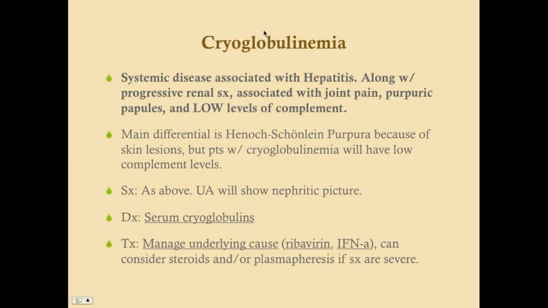But in cryoglobulinemia, what's different is, one, this tends to happen more in adults. Two, it tends to happen more in patients with hepatitis. And three, you're not going to see joint pain and low levels of complement in Henoch-Schönlein Purpura. That's the main differential. The symptoms are as above, that are here bold-faced, and the urinalysis will show a nephritic picture, so you'll see red cells in the urine.